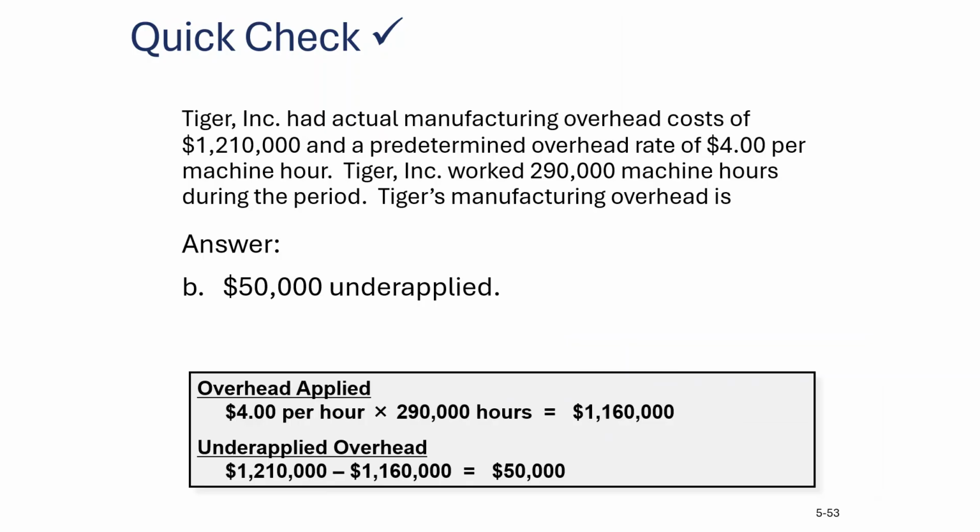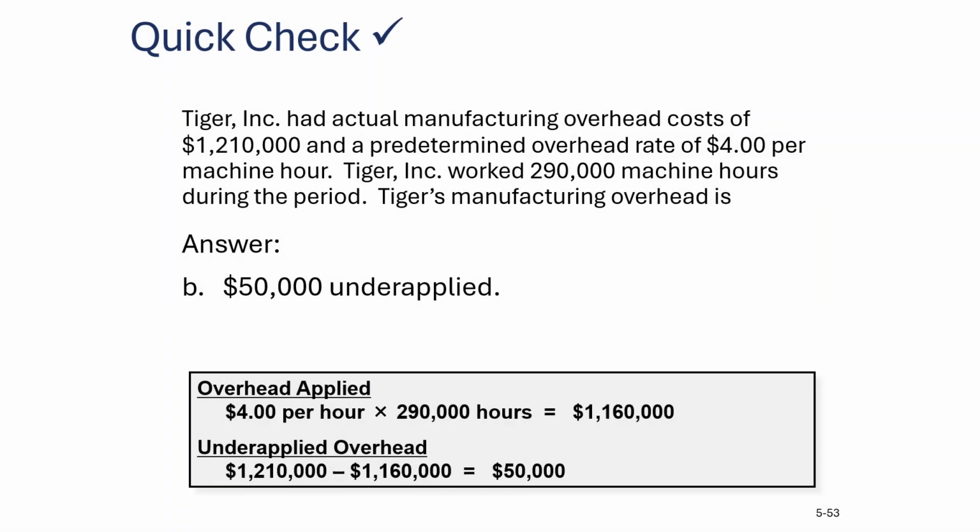So your answer is 50,000 underapplied. You're given that 290,000 hours were the actual hours, and the rate was given, $4. Multiply that, the total amount is 1,160,000. That's what we applied. What is my actual amount? 1,210,000. Take the difference. So obviously we underapplied because we allocated less than the actual amount. So the underapplied was $50,000.